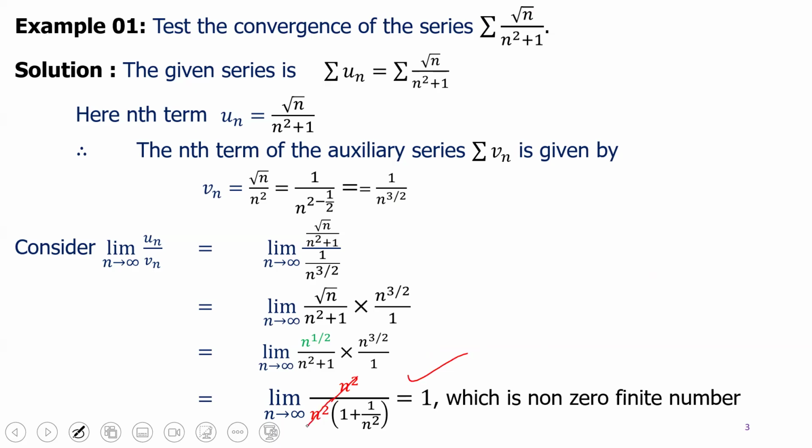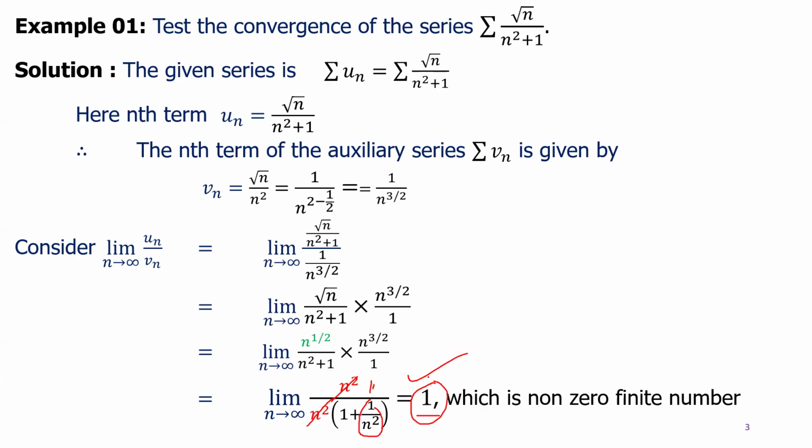The n square will cancel. Now if you put n tending to infinity, this is 1 upon 1 plus 1 upon infinity, and 1 upon infinity is 0. So we get 1 upon 1, which is equal to 1. And clearly 1 is a non-zero finite number.